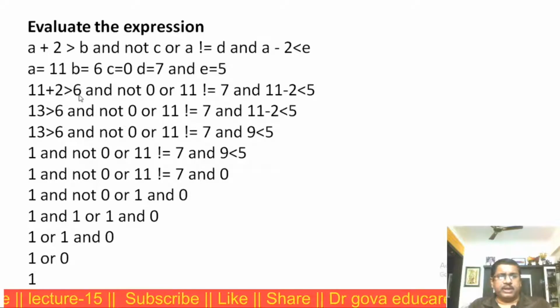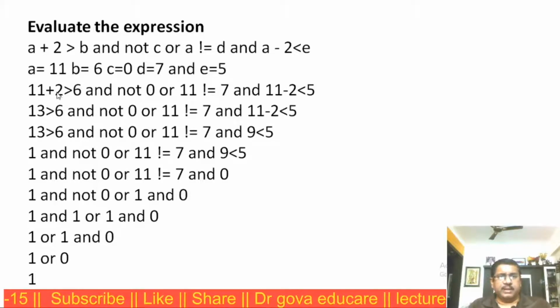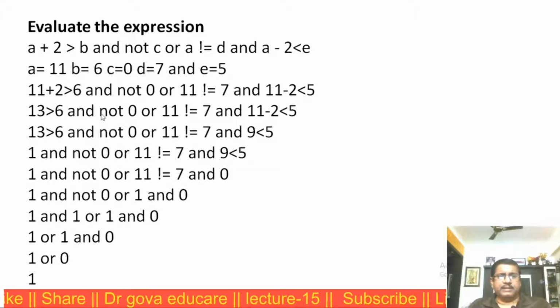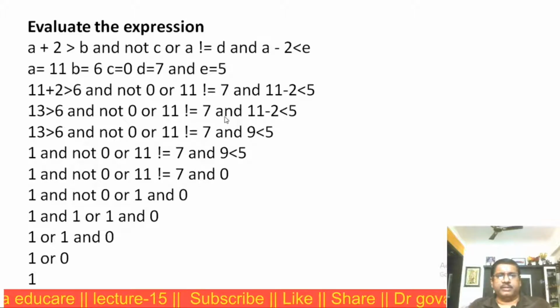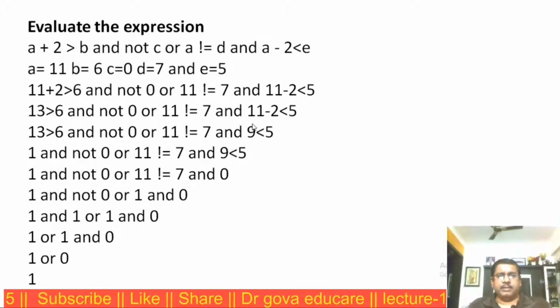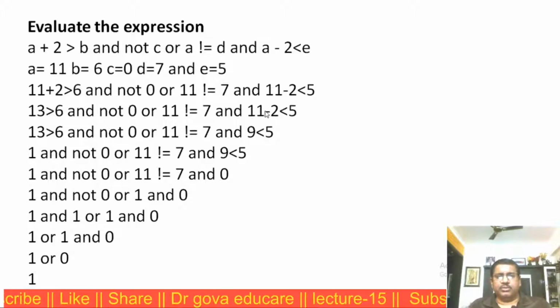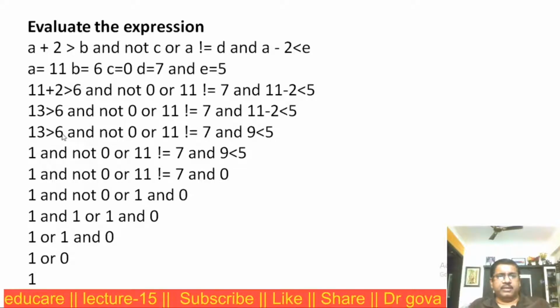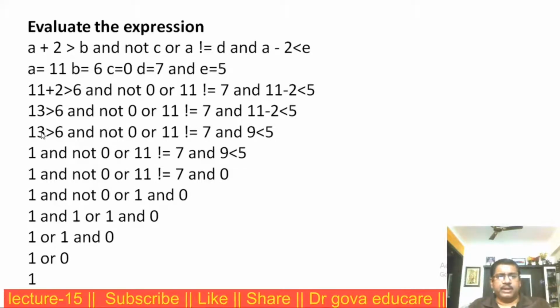Now first evaluate the arithmetic operators. 11 plus 2, 13 greater than 6 and not 0 or 11 not equal to 7 and 11 minus 2 less than 5. Next operator is 11 minus 2. The 11 minus 2 is 9. Next, relational operators. Now the relational operators are evaluated left to right.